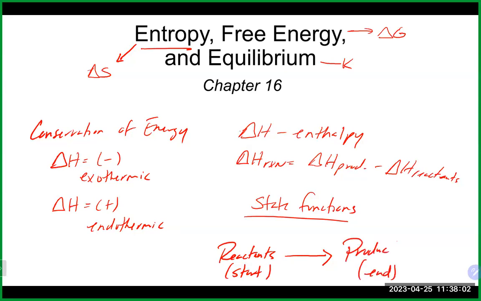So that's why, for a lot of these thermodynamic properties, the way that we calculate it is to do products minus reactants. Basically, our final state minus our initial state gives us our change in enthalpy. Any questions on that there?